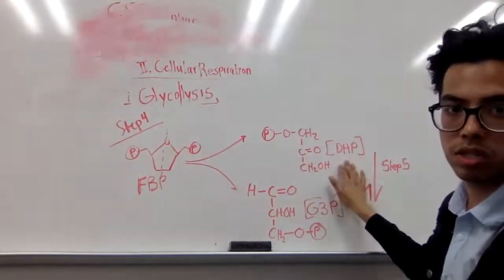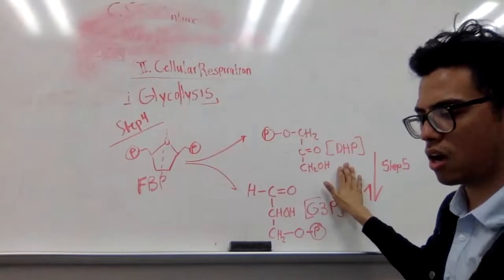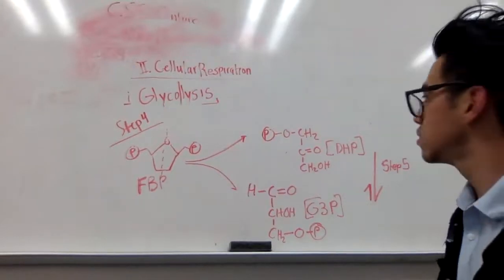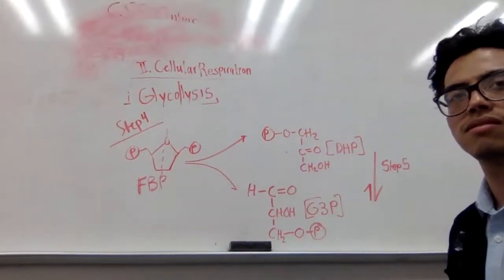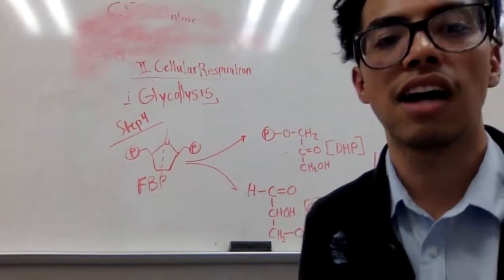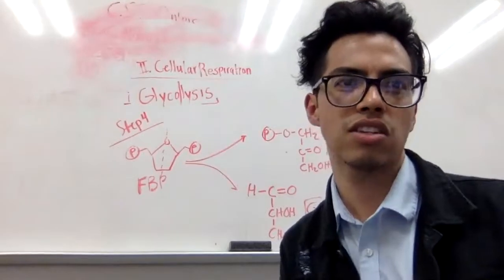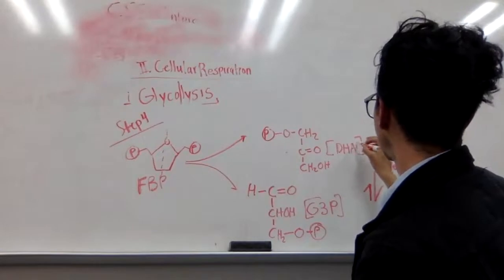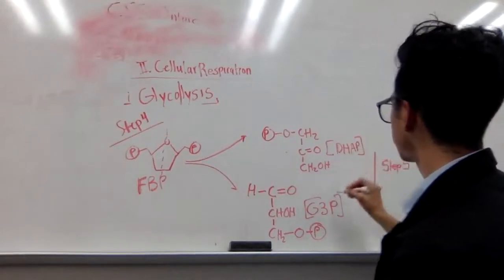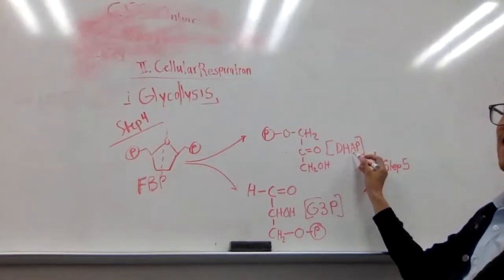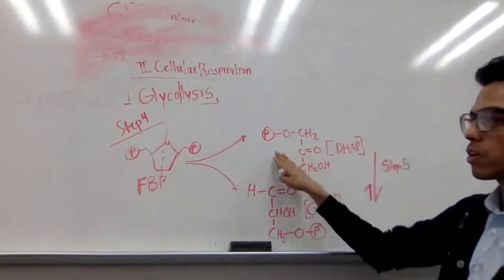One is going to be called DHP, or dihydroxyl. You know the name of it? Dihydroxyl something. Dihydroxyacetone phosphate. Dihydroxyacetone. I guess you're right. That's a weird one. Yeah, dihydroxyacetone phosphate. DHAP. My bad. Acetone phosphate. Yeah, and so that's the molecule that you get here.